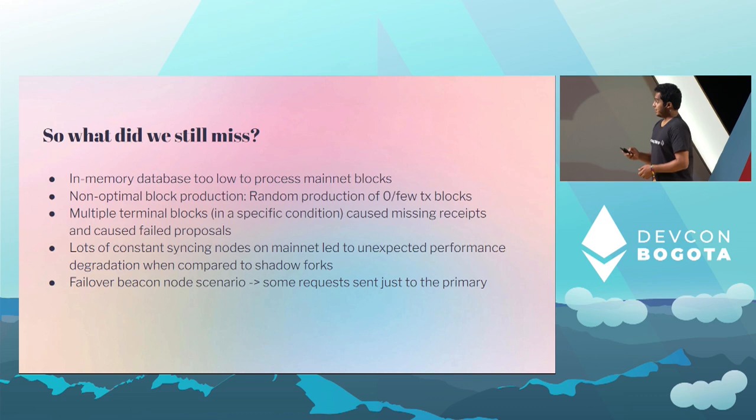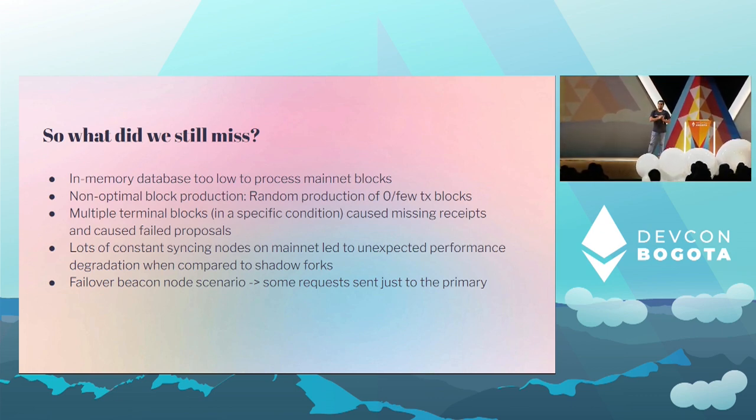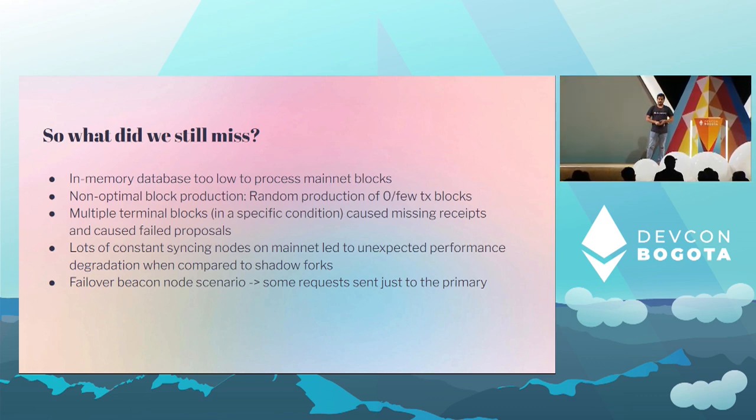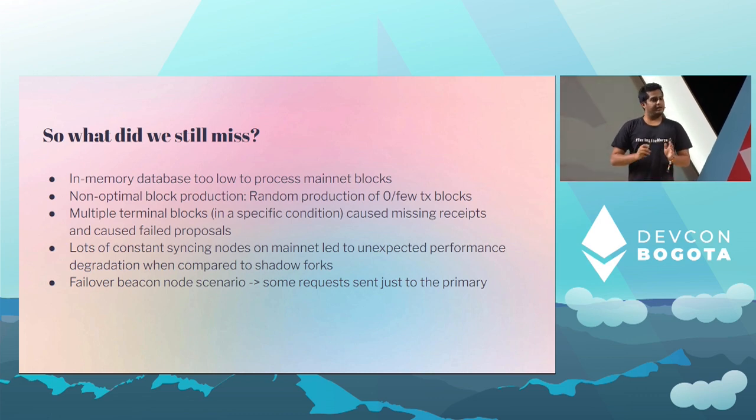And the last one that we didn't find was a failover beacon node scenario. A lot of people are really obsessed with making sure they don't miss a single attestation, which means they have multiple beacon nodes set up. And that's something we just never did. So a lot of the requests were just being sent to the primary beacon node and not the backup. So when the failover happens, the backup wasn't ready. I think this has also been patched right now, but it was a really tricky thing. And we should try more failover backup scenarios in the future, I guess.